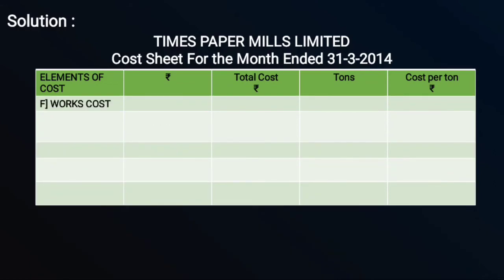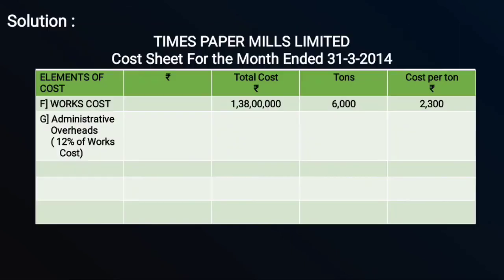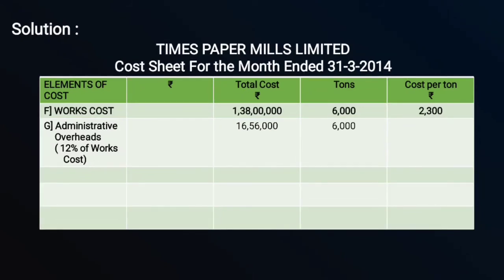Part F, works cost. So the works cost will be 1 crore 38 lakhs, 6,000 tons, and cost per ton will be rupees 2,300. Next, administration overheads at the rate of 12% of works cost. So 12% of 1 crore 38 lakhs will be rupees 16 lakh 56,000. Tons will be 6,000 and cost per ton will be rupees 276.